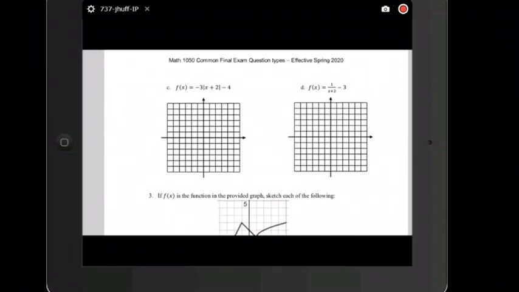Okay, part C, the parent function here is the absolute value of x, which is our V-shaped graph with the vertex at 0, 0. And so following the transformations, we're going to go down 4 units, to the left 3 units. We've got a vertical stretch of 3, and then a vertical reflection. So going to the left 2 and down 4, right there.